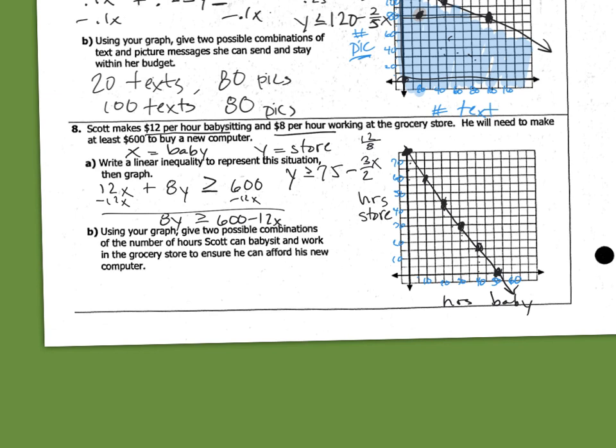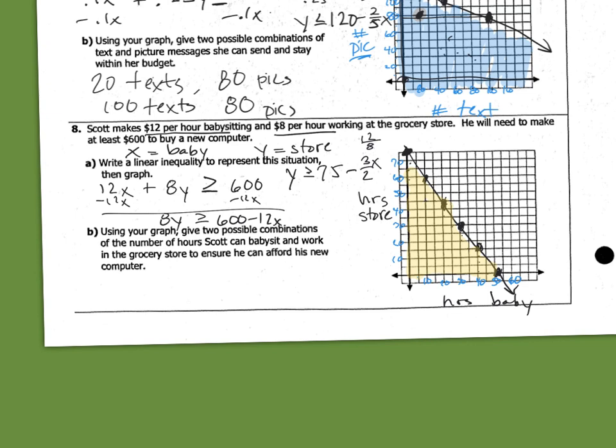So again, we're dealing with less than this time. So less than would be in through here. And it doesn't make any sense that they're negative, so it doesn't go beyond the first quadrant. And so this says use your graph to find 2 possible combinations.